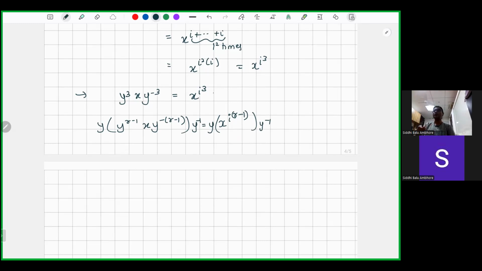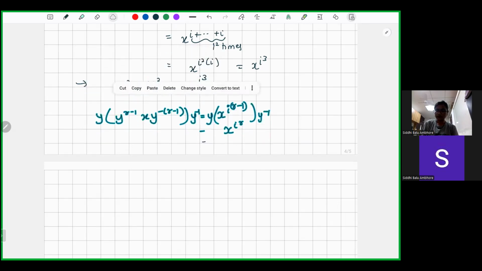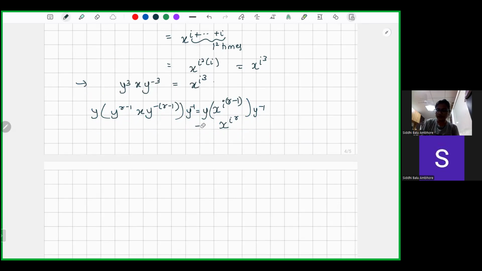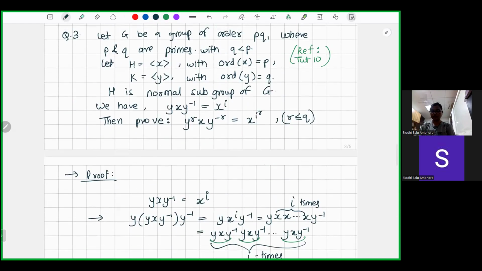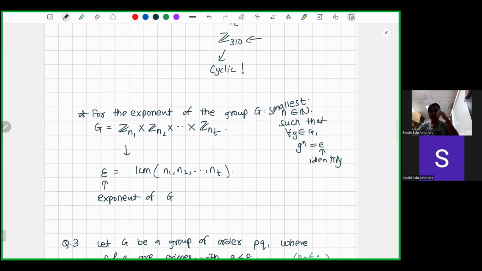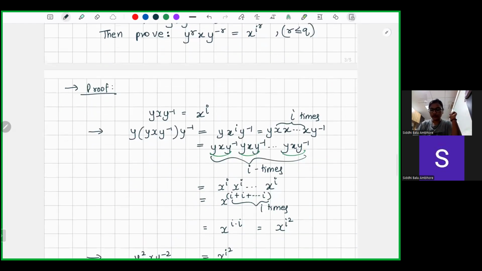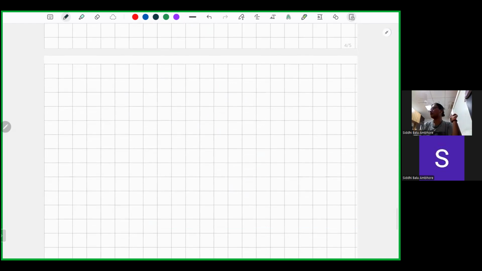And then this will be x power i, how many times? i power r minus 1 times. And then this will give me that it is x power i power r. Okay, I hope this is clear, and you can just understand this. So this was the proof which we left back then when we were doing assignment 10.